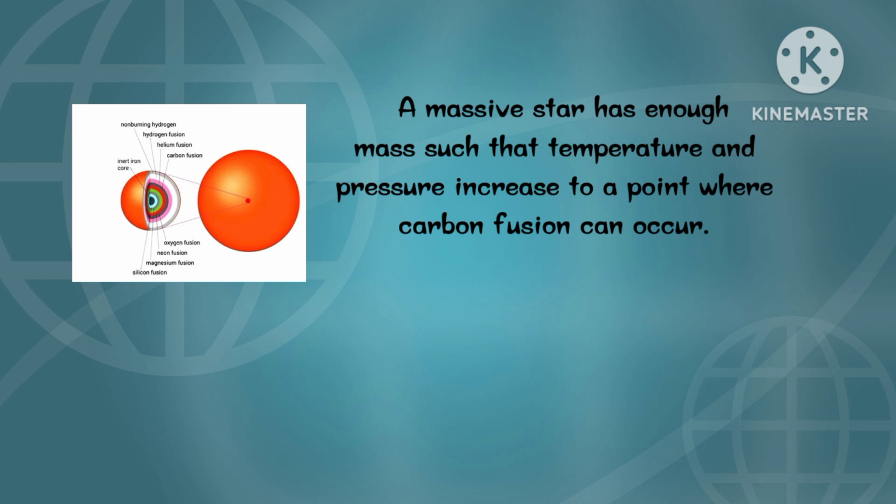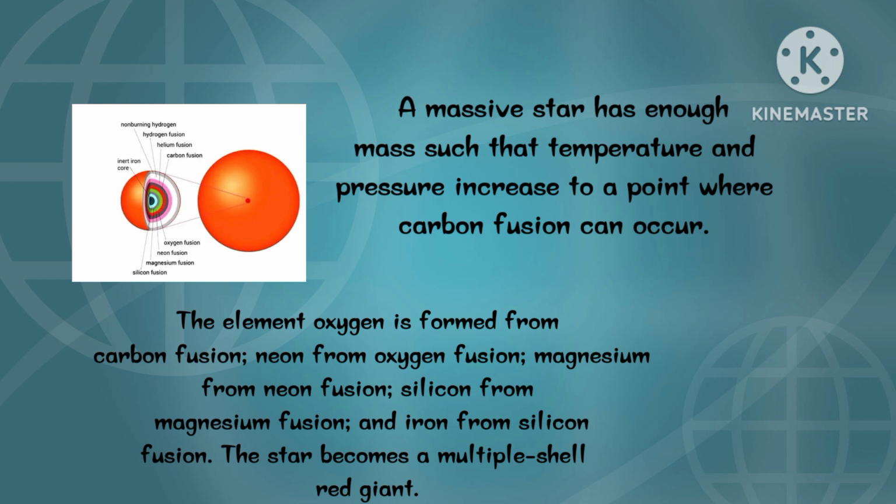A massive star has enough mass such that temperature and pressure increase to a point where carbon fusion can occur. The element oxygen is formed from carbon fusion, neon from oxygen fusion, magnesium from neon fusion, silicon from magnesium fusion, and iron from silicon fusion. The star becomes a multiple shell red giant.